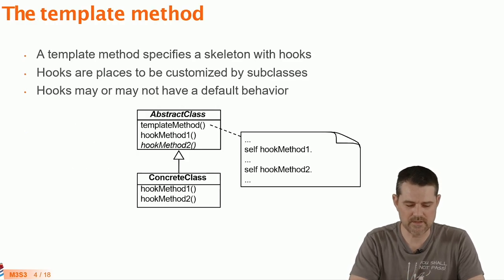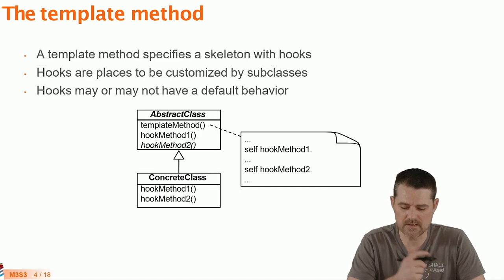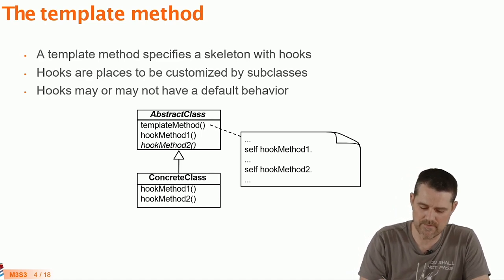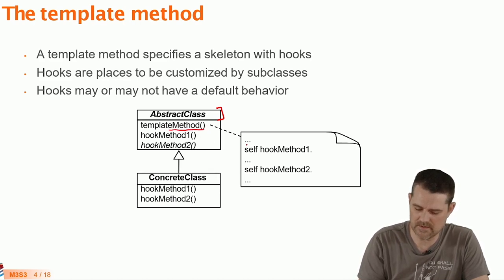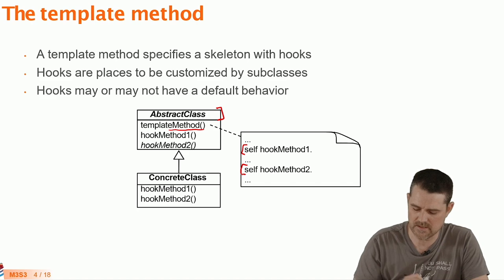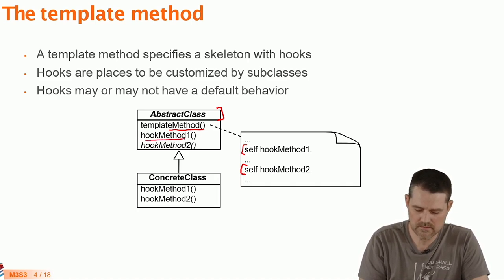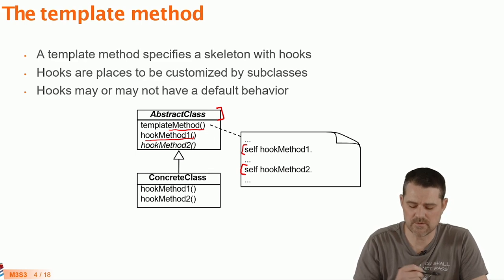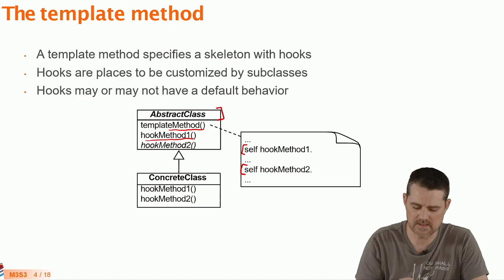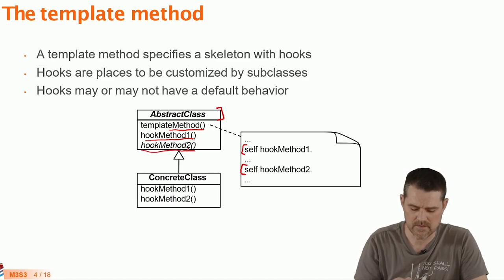So what is a template method? A template method specifies a skeleton with hooks. So here you have an example in a class. This is an abstract class. And inside this template method, there are some self-send messages. If you look at it, hookMethod1 is a concrete method, so it means that there is a default definition inside the abstract class. But hookMethod2 is in italics, so this is an abstract method. Subclasses must redefine hookMethod2.